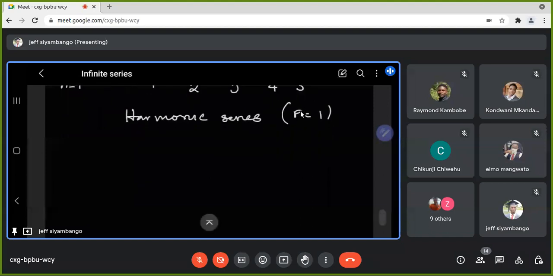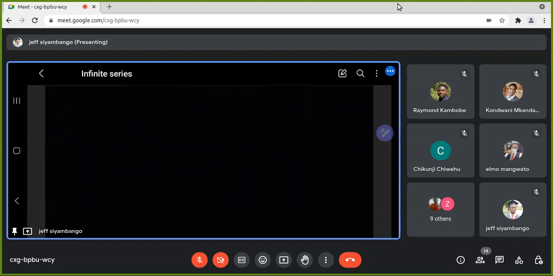Okay. One thing that we did not mention when we talked about the geometric series earlier on was about when it converges, what does it converge to?